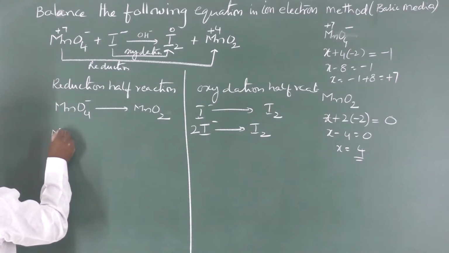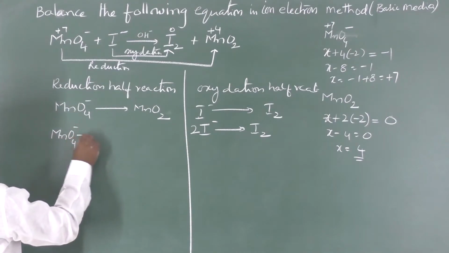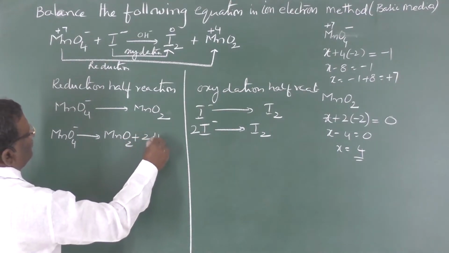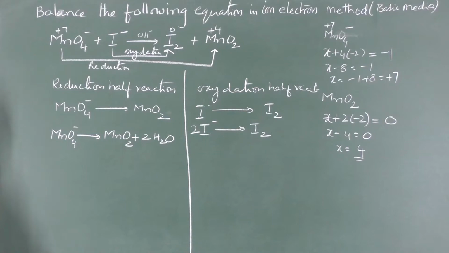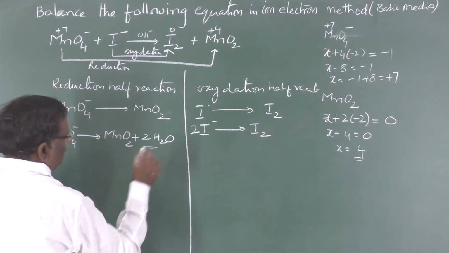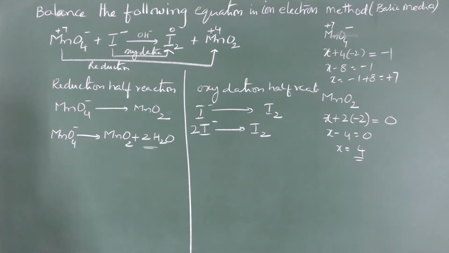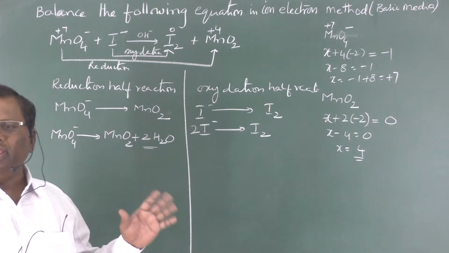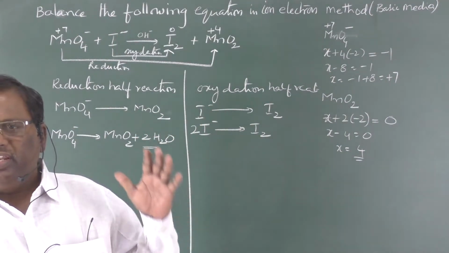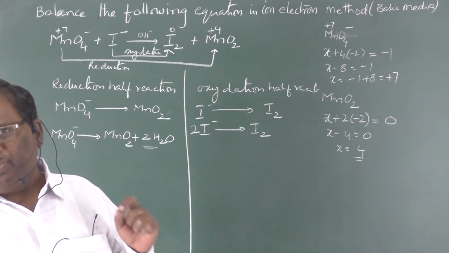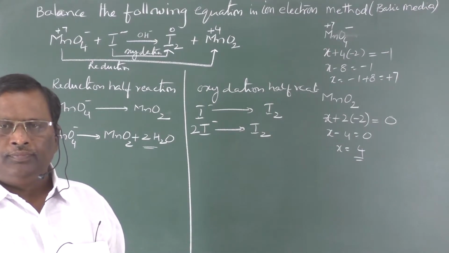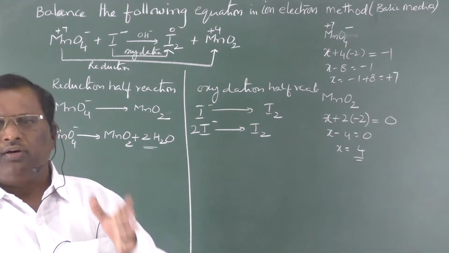So MnO4 minus gives MnO2 plus 2H2O. Now we have to balance hydrogens. Now observe carefully, because so far we have been doing the half reaction method in acidic media. In basic media, balancing of hydrogen is an entirely different thing. You should carefully note it down.